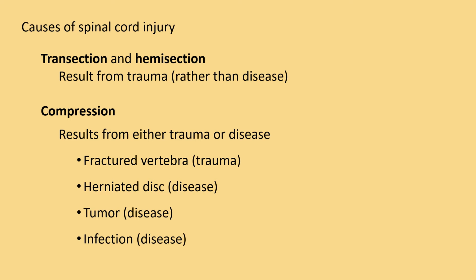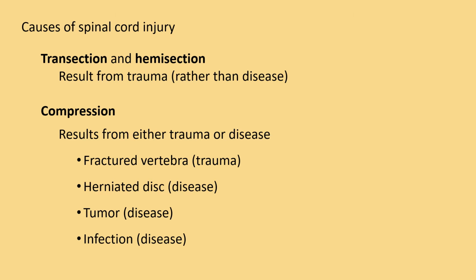Here are some of the common causes of the 3 types of spinal cord injury. Transection and hemisection typically result from some type of trauma, a fall, a car accident, whereas compression can result from either trauma or disease. So a car accident, a fall, could result in a fractured vertebra, which would then compress the spinal cord. But then we have other progressive disorders like a herniated disc, a tumor, or an infection.